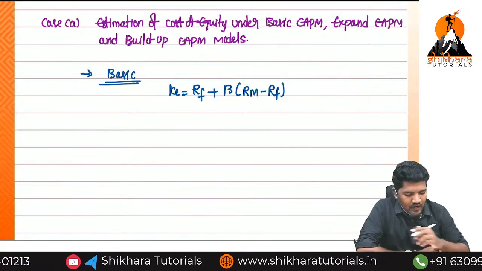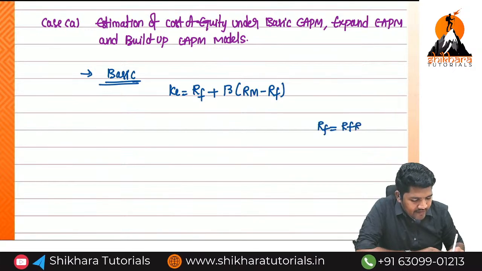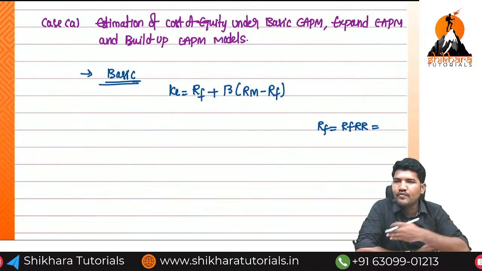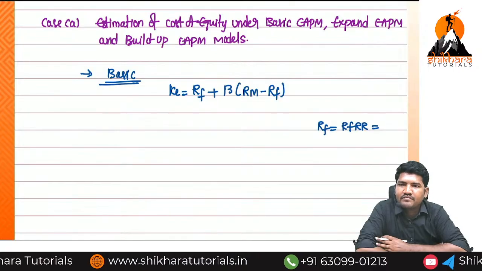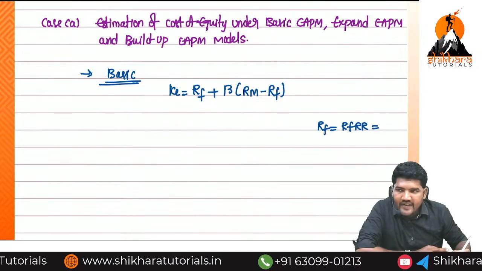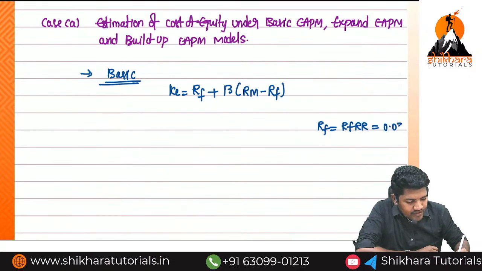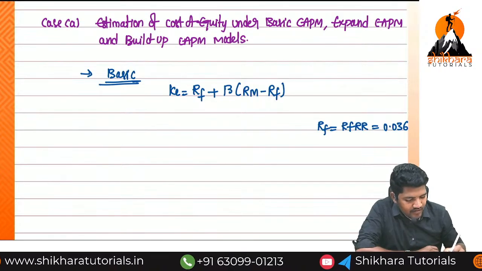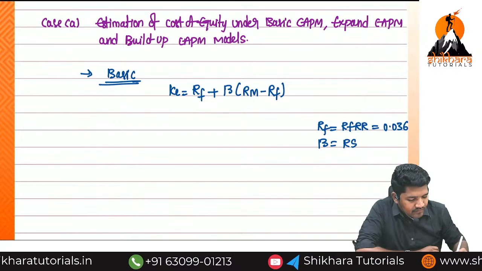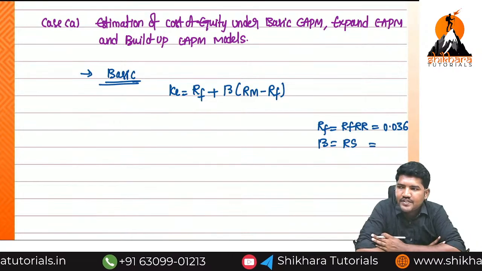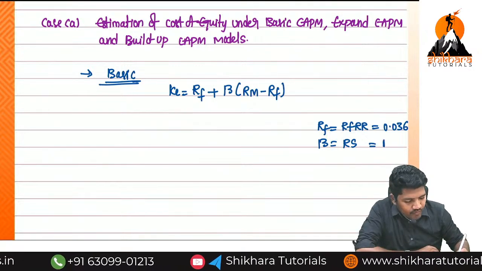Okay. Now at the side, write down like this. RF means risk-free rate of return. You can go with the full form. How much percentage is it? Can I take a rate? 0.036. Next, I want beta. Risk sensitivity. 1.3 times.